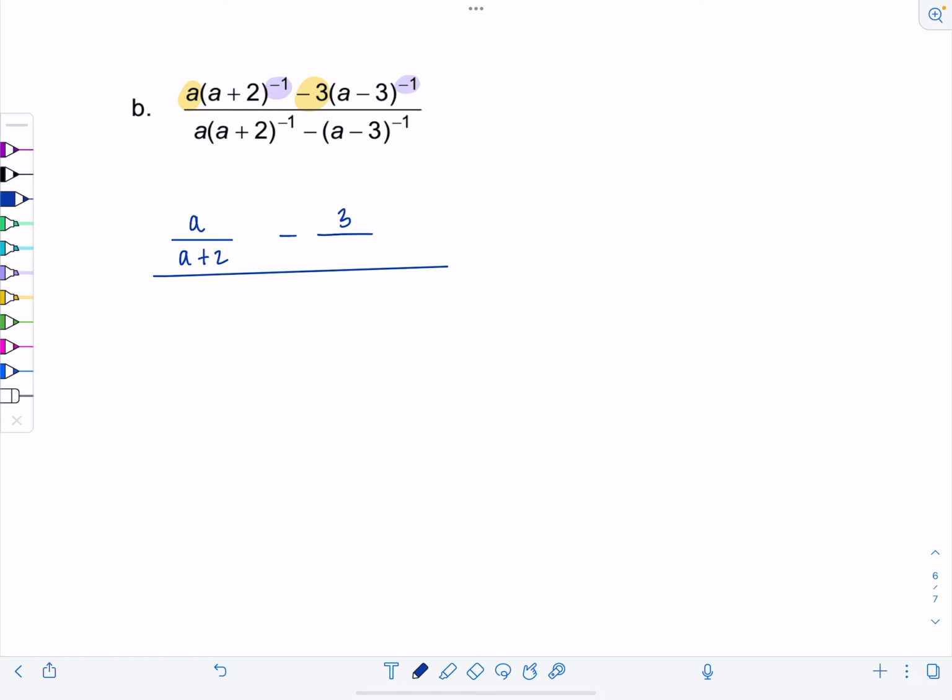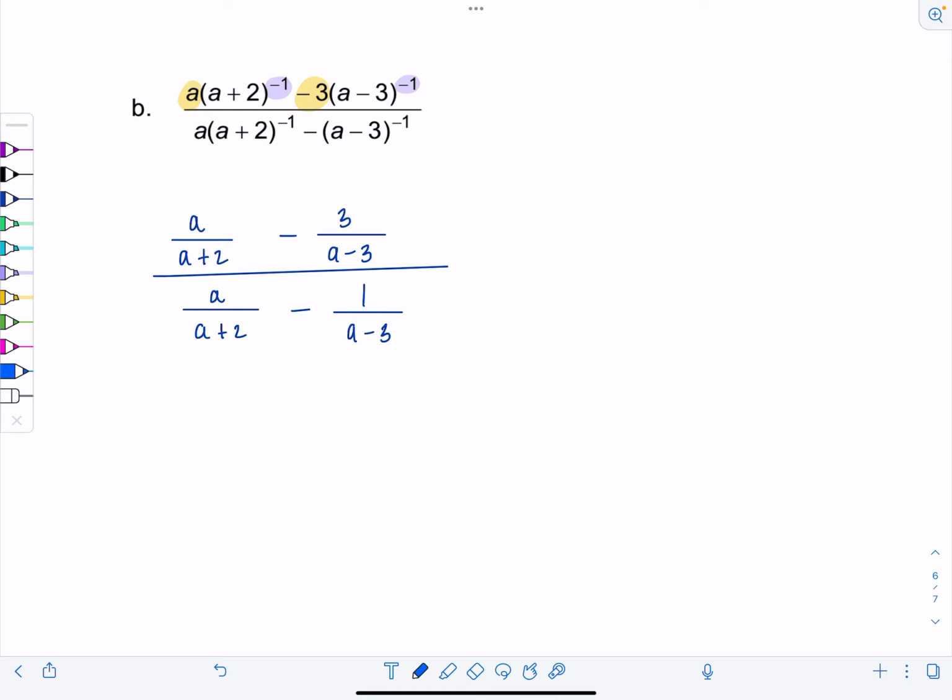Minus 3 over a minus 3. And then in the denominator, we're going to have again a over a plus 2 minus, and then if I put a minus 3 in the denominator, I still have a 1 left over in that numerator. Lovely. I'm totally going to go with method 1 here. I don't feel like sitting there and doing this subtraction and then dividing and all that nonsense. Let's just cut to the chase.